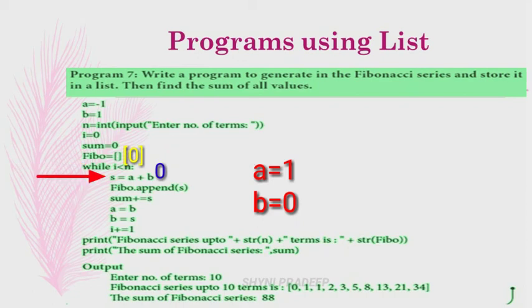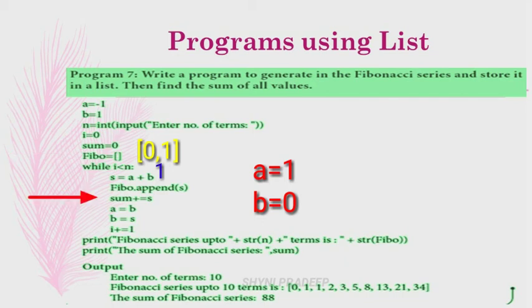S equal to A plus B. A value is what now? 1. B value is 0. So 1 plus 0, 1. 1 will be stored in the S variable. So see the next line. Fibo dot append of S. This S value 1 will be added in the Fibo list. So already 0 is stored in the list, and now we added a new value, that is 1. Okay. Next, see the next line.